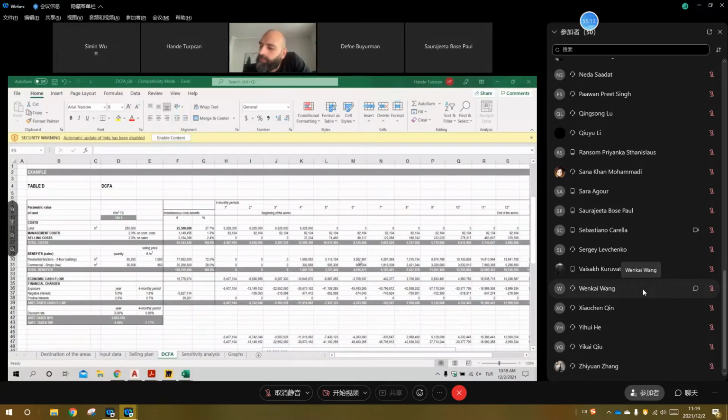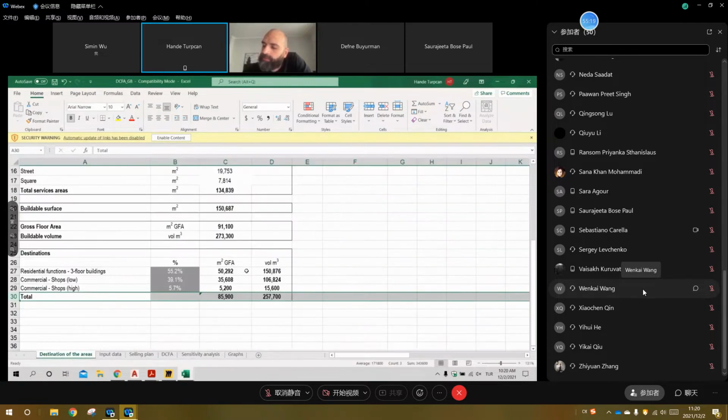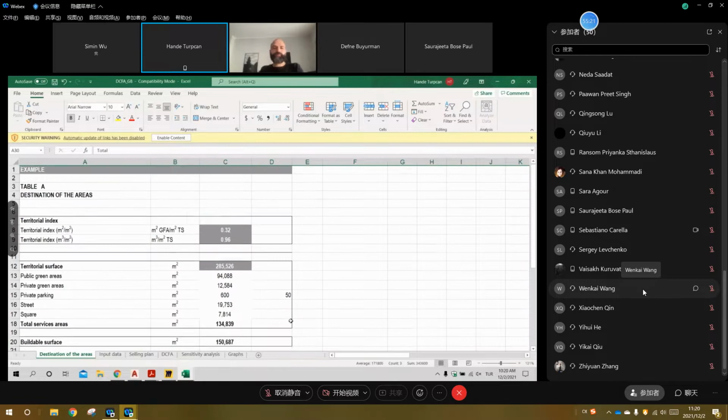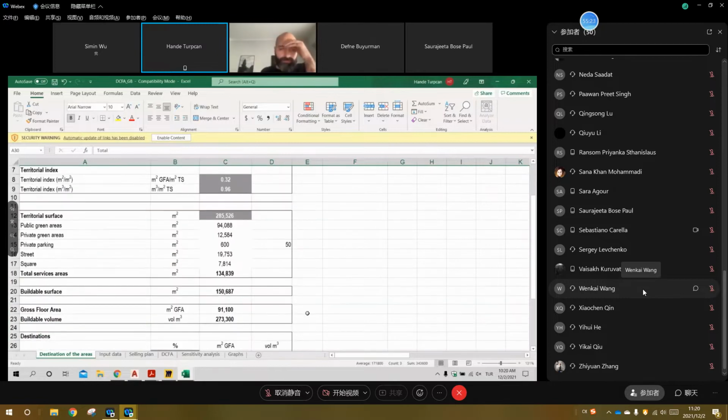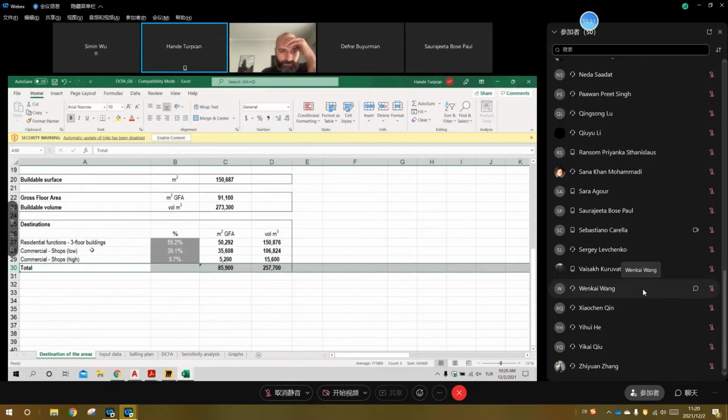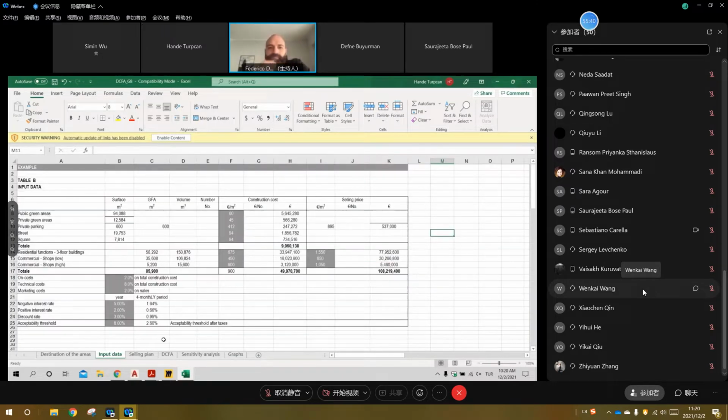Do you have area number 2, right? Yes, we are working with area number 2. Okay, we are still in the first phase, and following other groups. We noticed that we need to move also private parking and private green areas to the destinations, and we start inputting the data, calculating the costs.